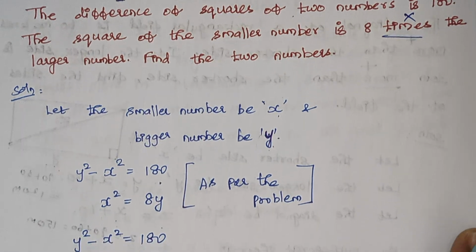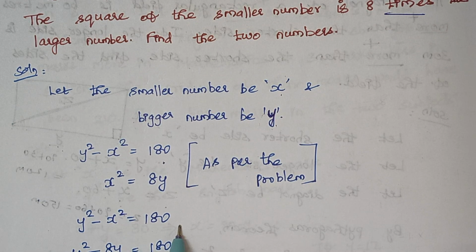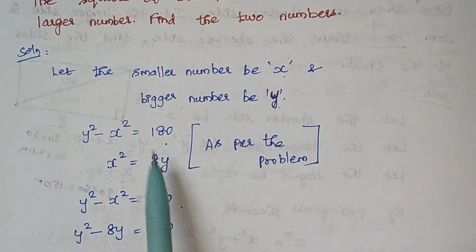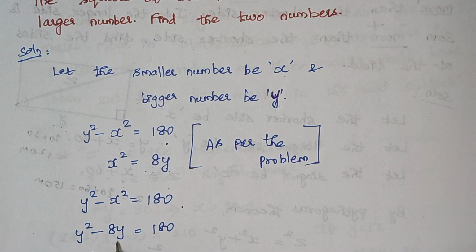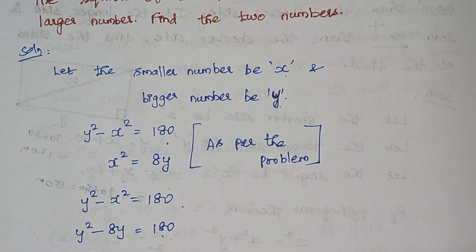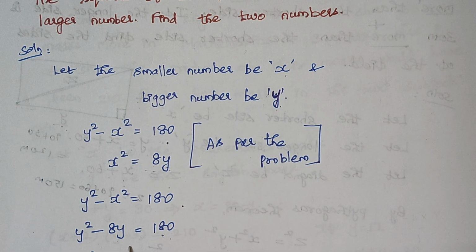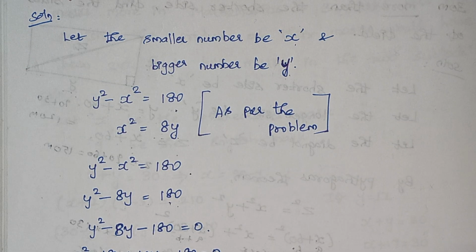Now first write this equation: y square minus x square is equal to 180. What is the value of x square? The value of x square is equal to 8y. So just replace x square by 8y here. So y square minus 8y is equal to 180. When you look at this equation, this is a quadratic equation. We have a y square term, a y term and a number. As a next step I am going to move this number to the left hand side. Therefore plus 180 becomes minus 180. So now we have to solve this quadratic equation.